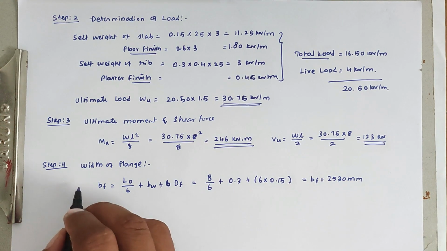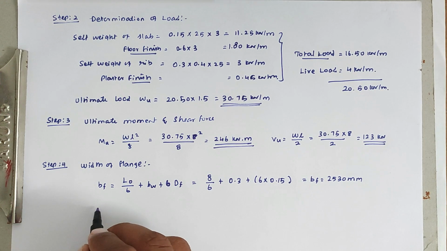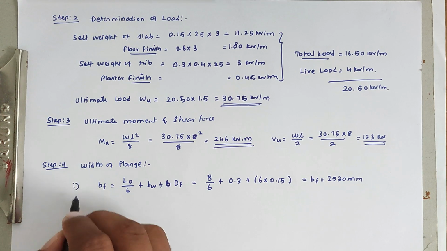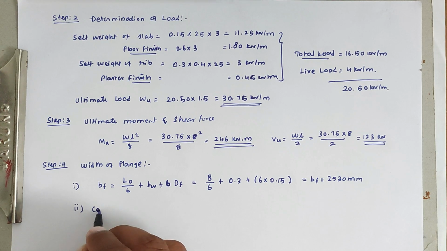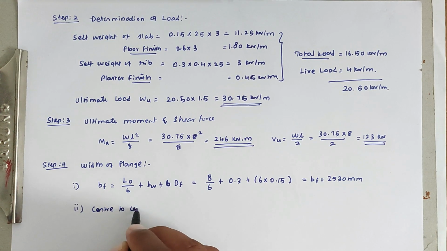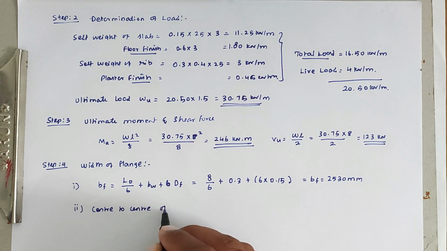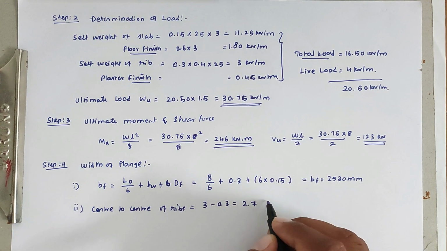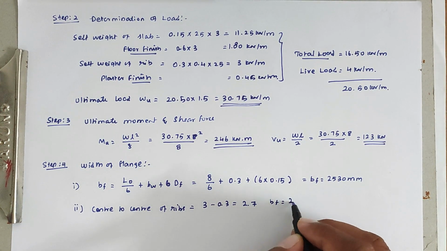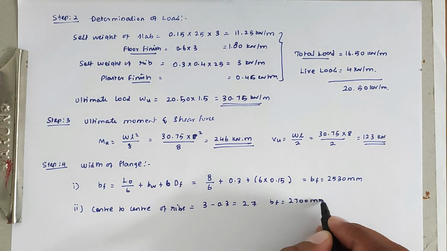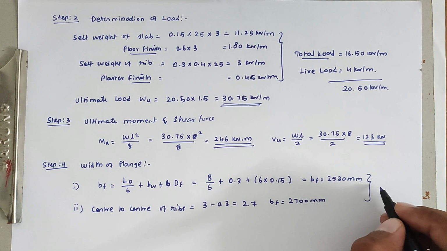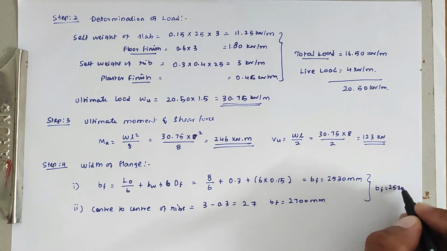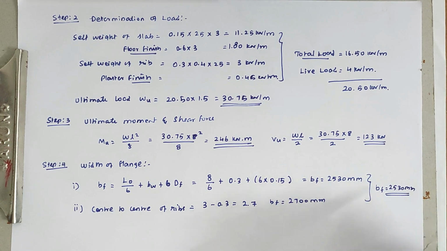So next thing is we can take the center to center of ribs. So this is the first condition, and the second condition is center to center of ribs. Now we take 3 minus 0.3, that is 2.7, so BF equal to 2700 mm. From these, the least of the 2 is BF. So BF equal to 2530 mm is the final answer.